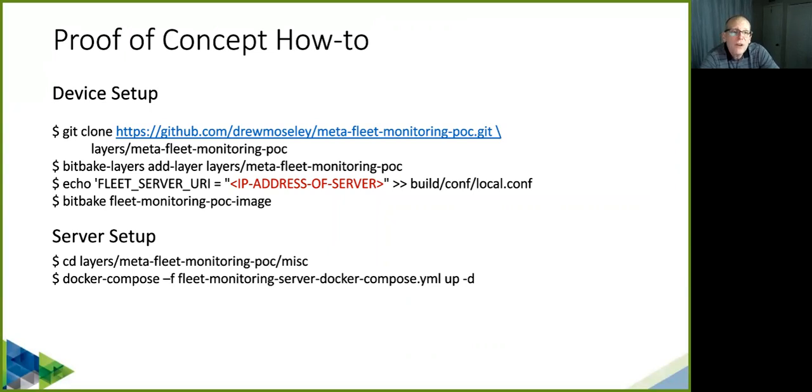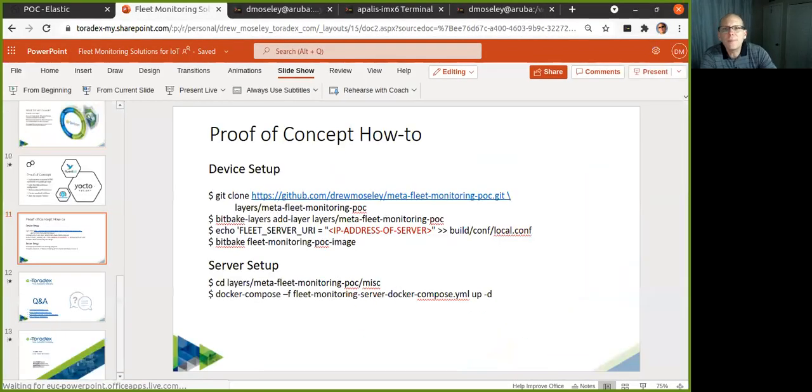Fairly straightforward stuff. Server side, inside the misc directory in that repository that you just checked out, I've created a Docker Compose file that will start both Kibana and Elasticsearch. There is no security built in here. The Elasticsearch engine in this case will accept data from any device that connects to the appropriate port. So I want to stress again that this is a proof of concept and not intended as production code. So let's take a look.